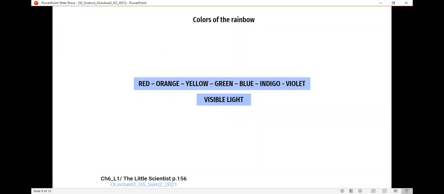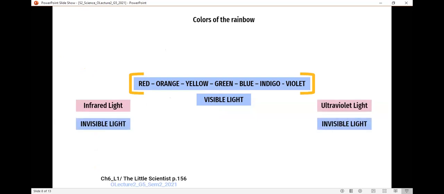Actually, humans can see the colors or the light between red and violet. كل شيء before red color is not seen, is invisible. وكل شيء بعد violet light كمان is not seen. يعني infrared light and ultraviolet light cannot be seen with our eyes.